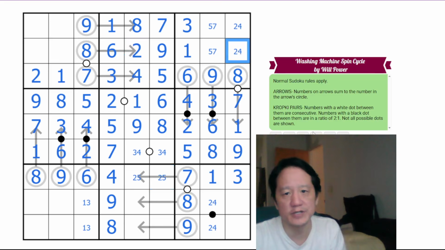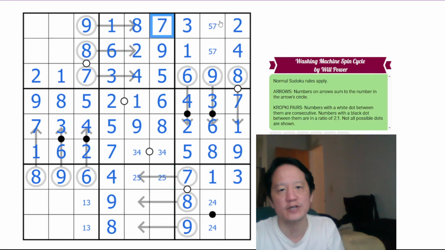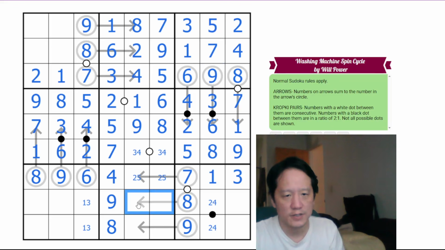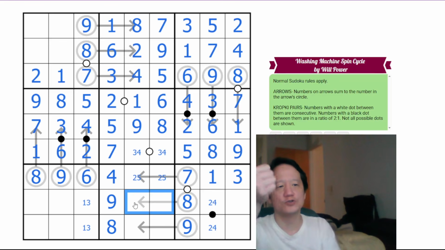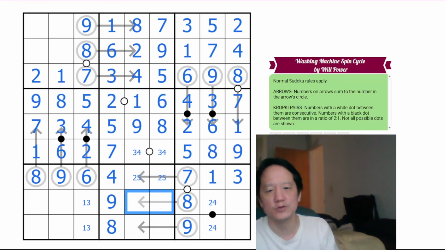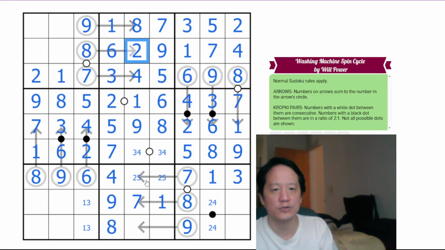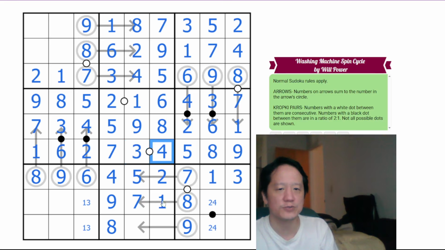Okay, 2 eliminates 2 here, so it's 4 and 2. 7 eliminates 7 here, so it's 5 and 7. This adds up to 8. There's no 2, 6 or 3, 5 available, so it's 1 and 7. And this can't be 1 because of 1 in the column, so it's a 7 and 1. 2 eliminates 2 here, so it's 5 and 2. 4 eliminates 4 here, so it's 3 and 4. That leaves this digit as a 6 and this digit as a 3. 3 eliminates 3 here, so it's 1 and 3.